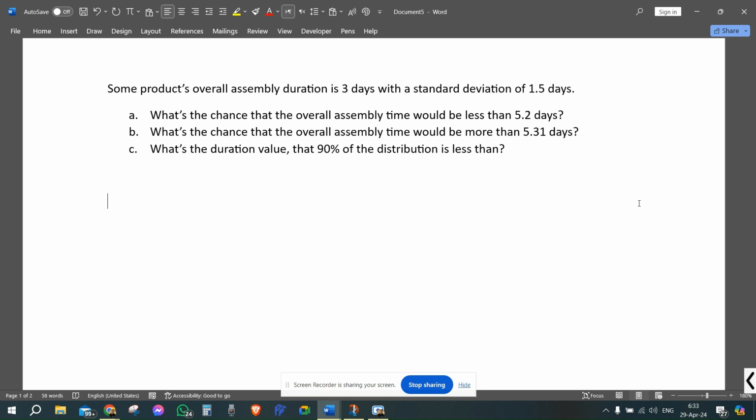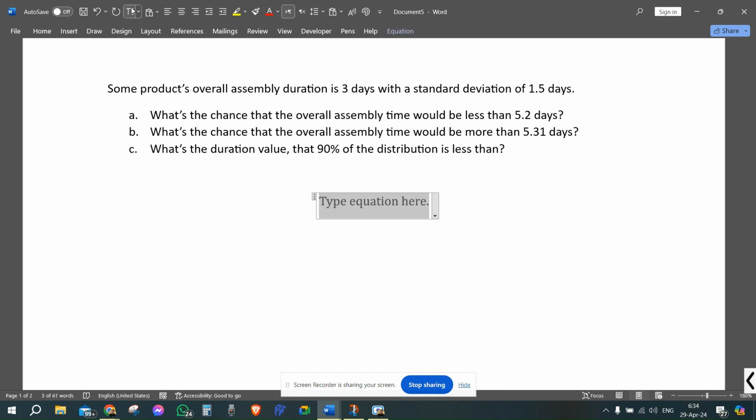So today we're going to talk about some pretty straightforward normal distribution questions. So this is what we're going to solve now. So we have a product. The product's overall assembly duration is 3 days with a standard deviation of 1.5 days. So first, let's discuss what we have.